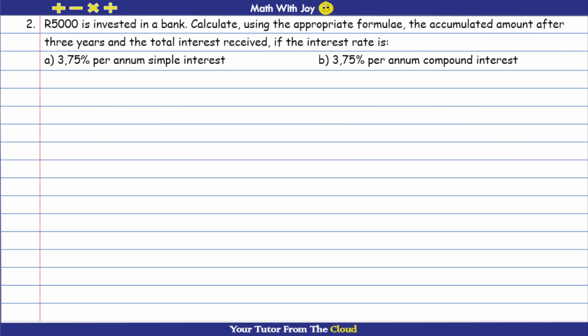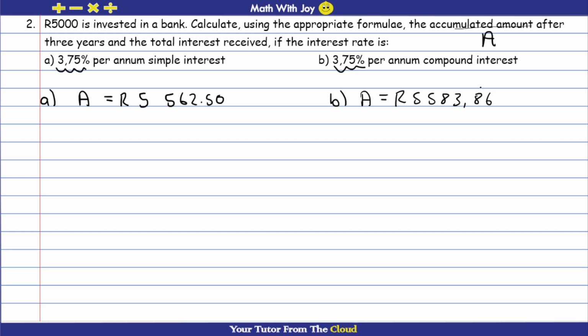Number 2. So number 2 is the exact same question. They say 5,000 rand is invested in a bank. Calculate using the appropriate formula the accumulated amount which we have. Because look at the interest rates that are given. They're the same, simple interest and compound. So number A, I will say the accumulated amount was calculated to be 5,562.50. For number B, the accumulated amount was calculated to be 5,583.86. We did calculate that.